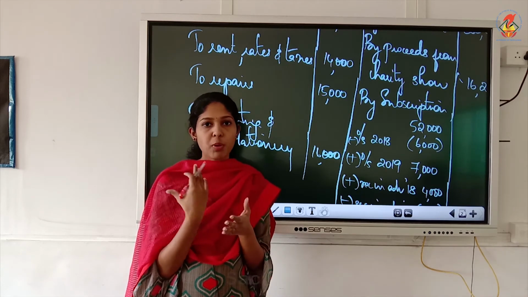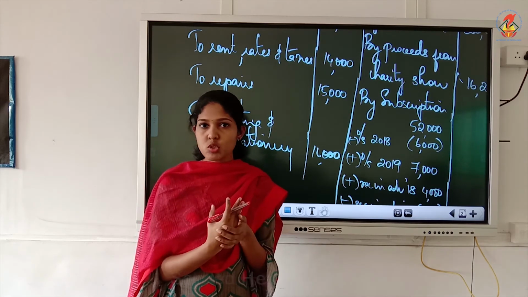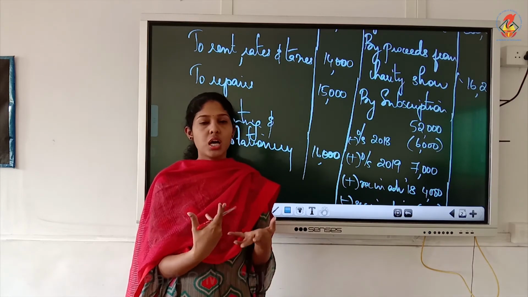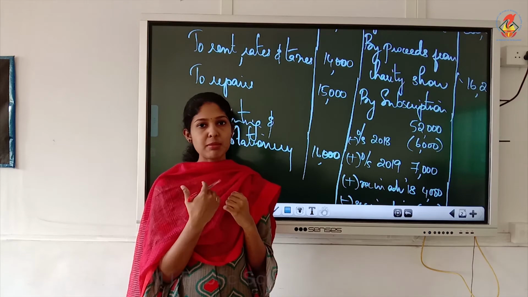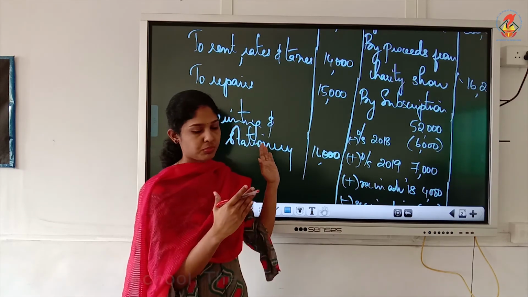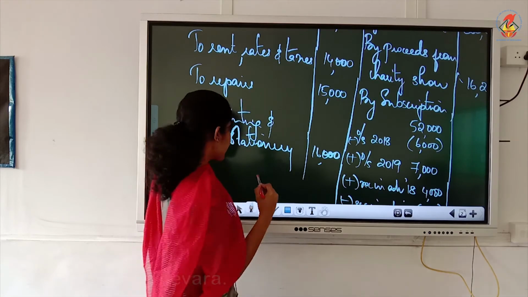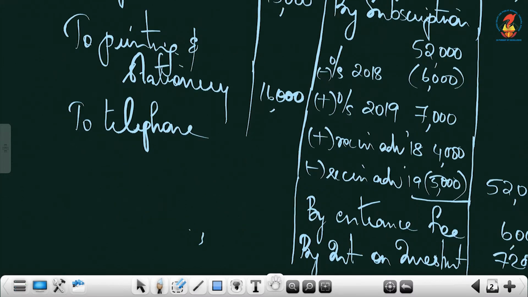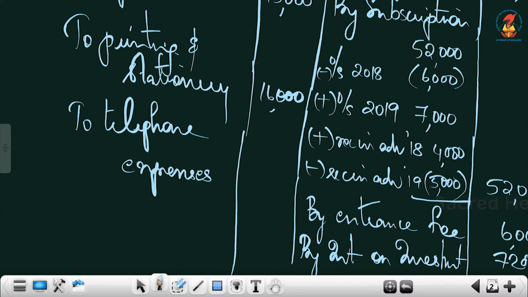And this process is non-recurring in nature. Every time we will not go and purchase a debenture or a bond. So that is a capital payment or capital expenditure. You should not include it here. Okay. Then telephone expenses we can. So you must remember that we can write only revenue items. Don't write every item on this side.